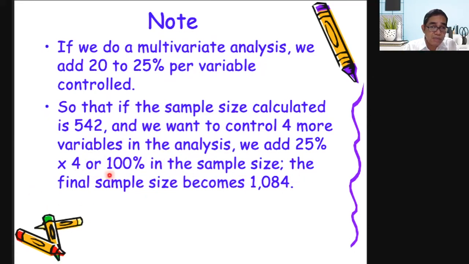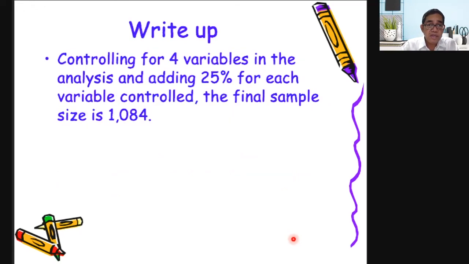And so the final sample size required will be, we add 100%, or times 2, of the 542, and so the final sample size becomes 1084. And this is how we write it: controlling for 4 more variables in the analysis and adding 25% for each variable that you control, final sample size is 1084.